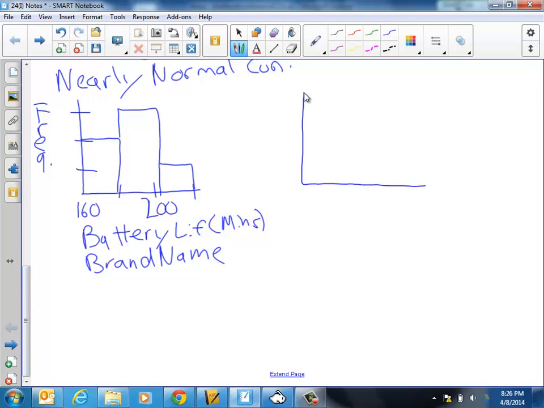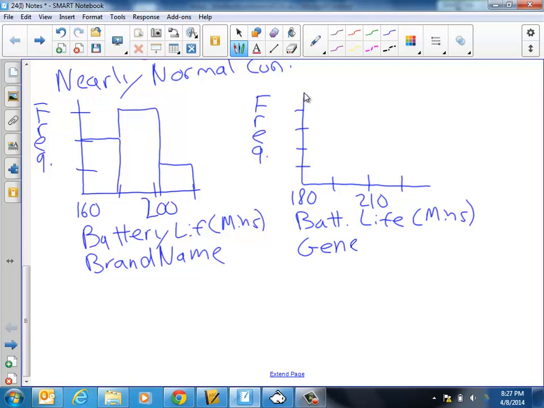Okay, so again, vertical axis is frequency. 1, 2, 3, 4. And your bins are set up at 180, 195, 210, 225. 210 we have right here. We've got the battery life in minutes for the generics. Okay, so bins at heights of 1, 4, and 1. Okay, all right.